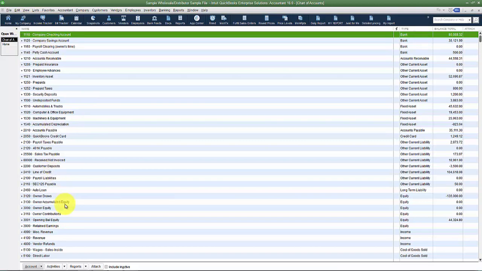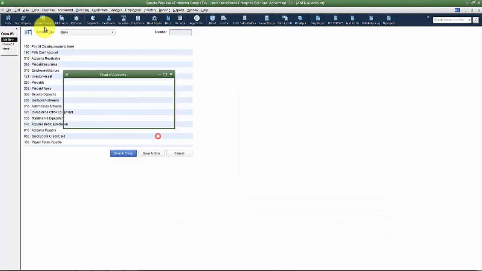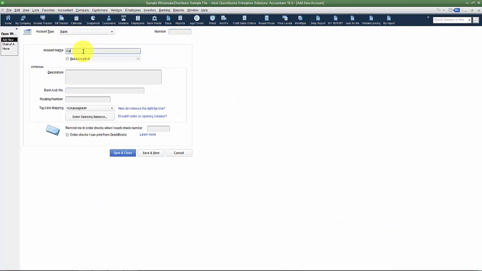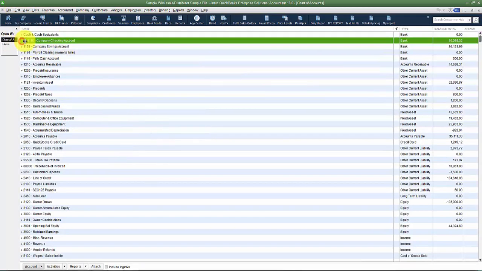So starting with the balance sheet up top here, I've got all my bank accounts up here. If your accounts are not in balance sheet order, make sure to go down to account and resort your list. So starting with cash, I'm just going to create a new bank account called cash and cash equivalents. Okay. Once I have that account set up, then I can just drag these underneath, like that.